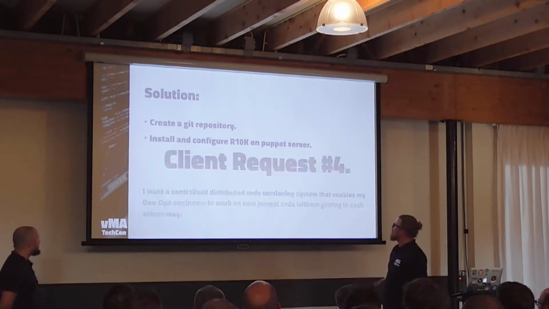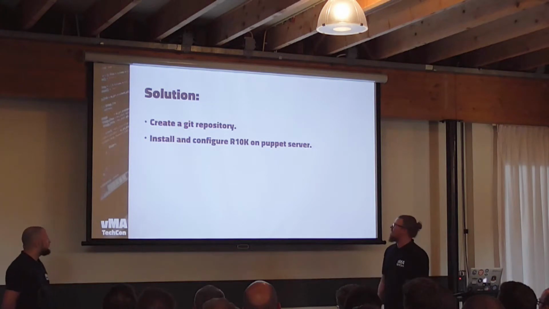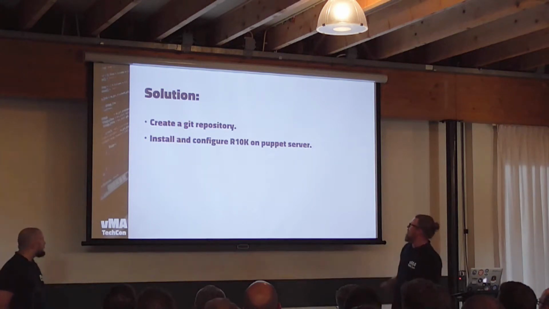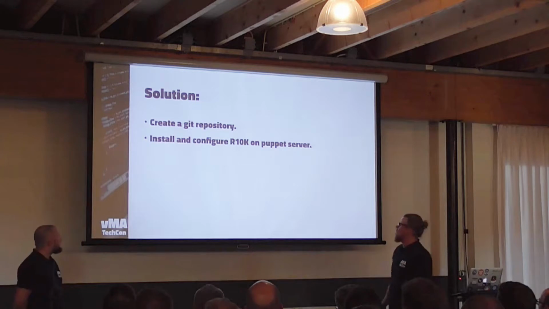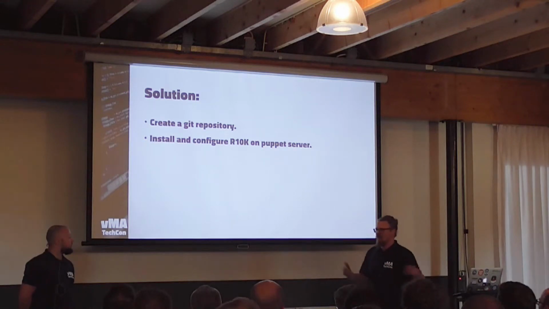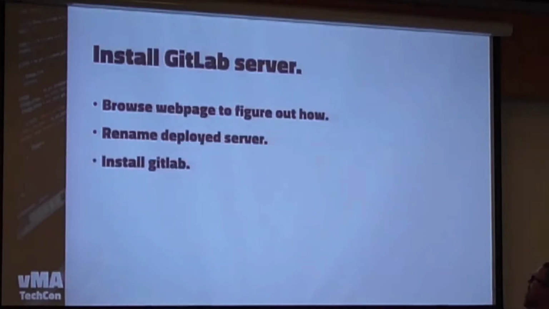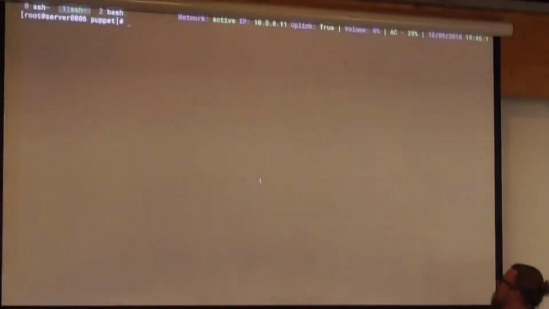Right, so Git. Create a Git repository and install and configure R10K on the Puppet server, which will run with a cron job and automatically get that code. First things first, we're going to install a GitLab server. Ronald already talked about this, which is cool, and we're actually going to show you how we did it.